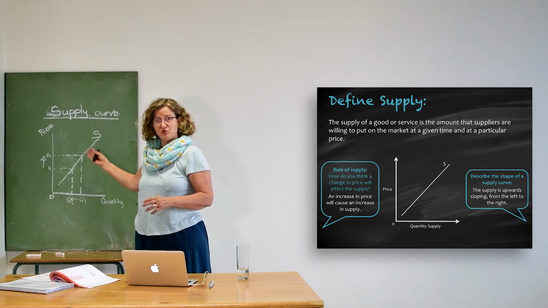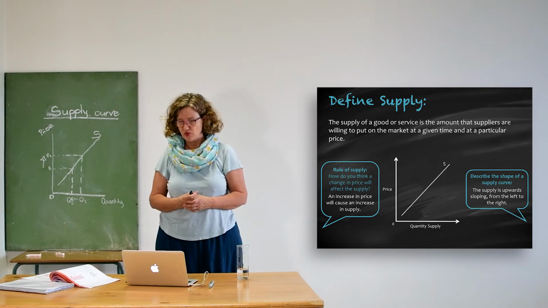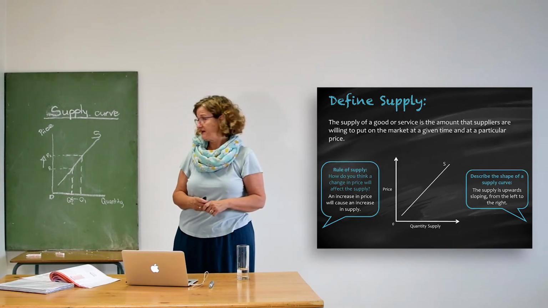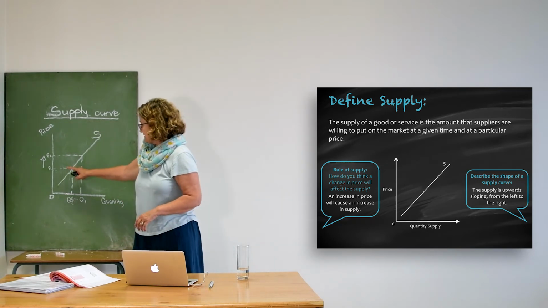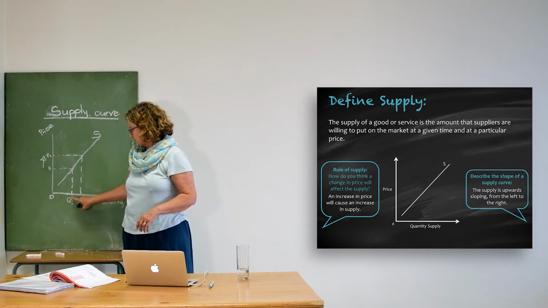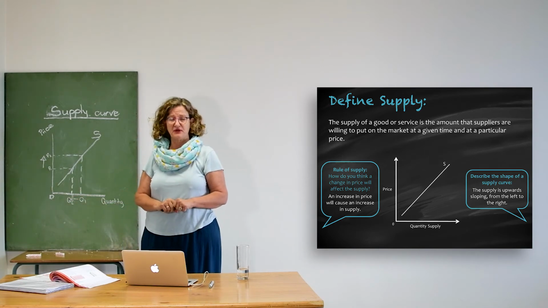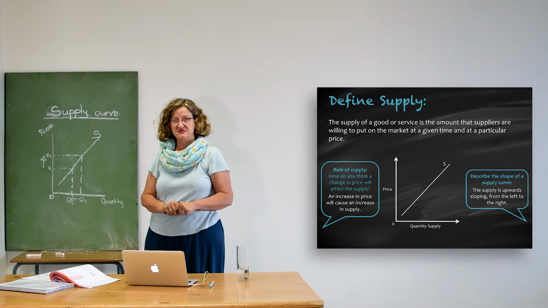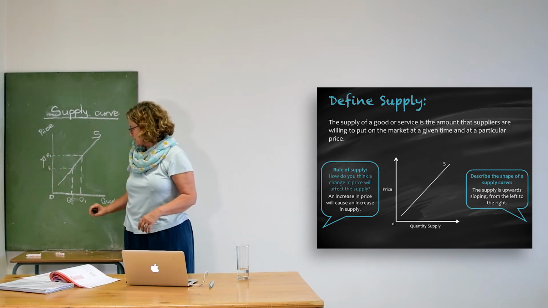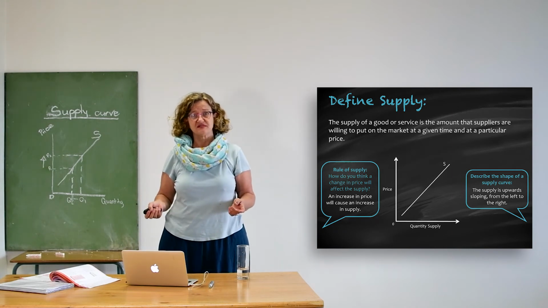Okay, we look at the shape of the supply curve. It's moving upwards from the left to the right. And then we can also look at the rules of the supply curve. You can see if the price increases, what will happen is that the quantity supplied will also increase. If the price decreases, the opposite is true, the quantity supplied decreases. Why is that the case?